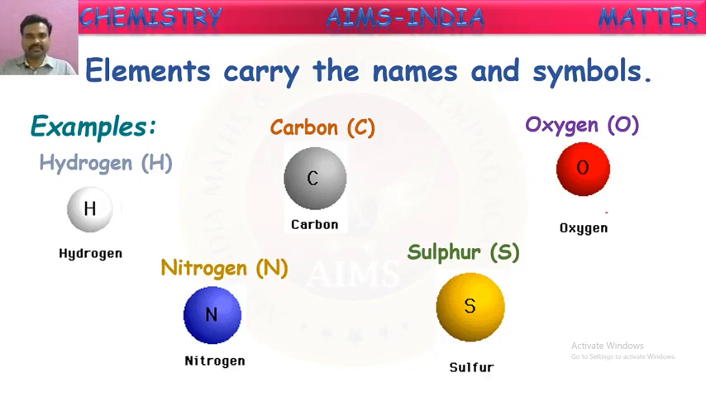You can answer in the live chat. How many elements are discovered so far? It is 118 elements that are known, discovered so far by scientists. Out of these 118 elements, 92 are naturally discovered from nature. The remaining elements are synthesized in the laboratory from the known elements. All these elements have their own name along with their own symbol. For every element there is a unique symbol. No two elements have the same name or the same symbol. They are unique.